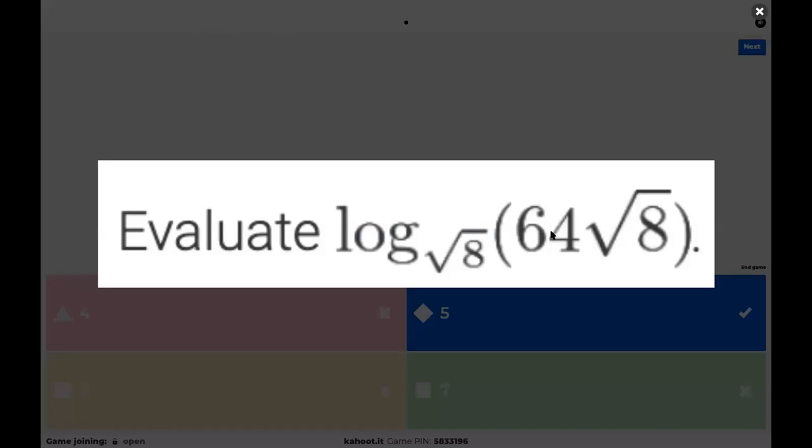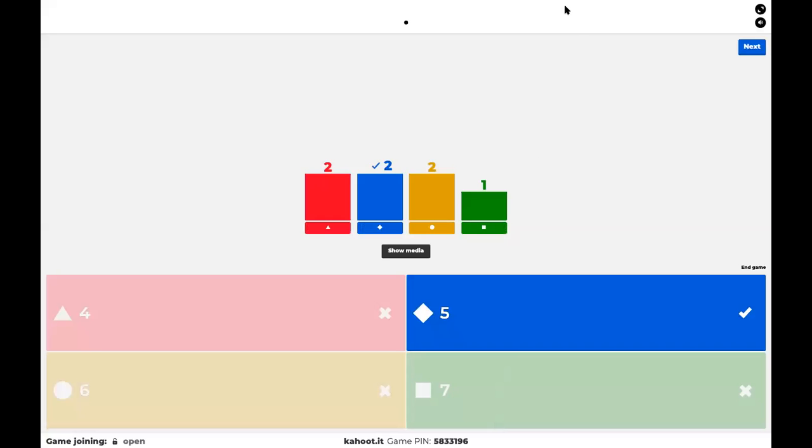Okay, 64 is 8 squared, so that means it's root 8 to the 4th power, and then times root 8. So that means root 8 to the 5th power gives 64 root 8, and the answer is 5.